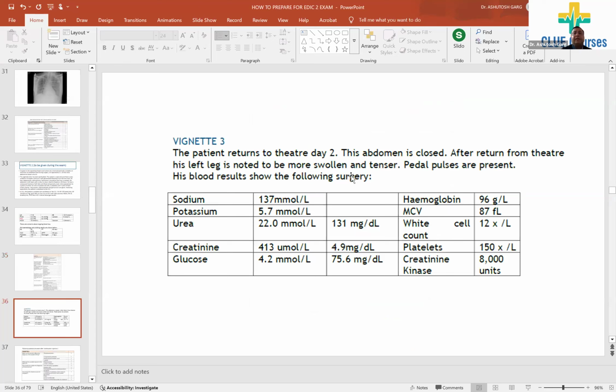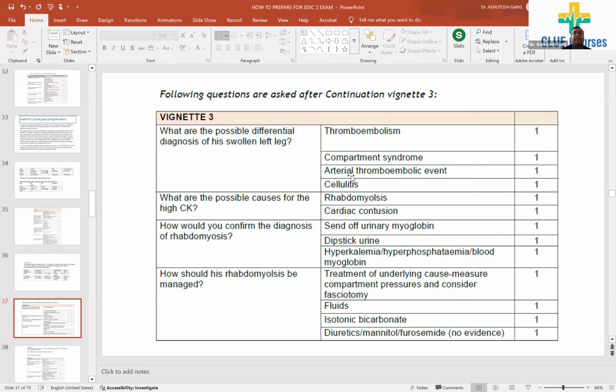Then in vignette 3, patient returned to theater, day 2, abdomen is closed. After return from theater, his left leg is noted to be more swollen and tender. Pedal pulses are present. These are the values. So what are the possible differential diagnoses of the swollen left leg? So you will say thromboembolism, compartment syndrome, arterial thromboembolic event, or some cellulitis. What are the possible causes for the high CK? So rhabdomyolysis may be the cause, or some cardiac contusion may be the cause of the high CK.